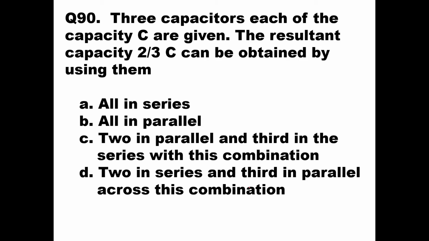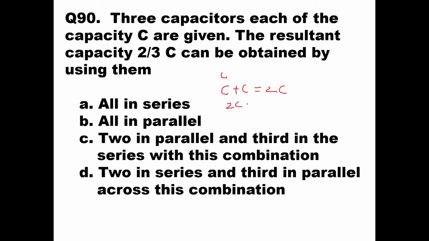Three capacitors, each of capacity C, are given. The resultant capacity is 2 by 3C, can be obtained by using them. So here there are three capacitors where the value of each capacitor is C, and the resultant should be 2 by 3C. That means two should be connected in parallel. So two capacitors should be connected in parallel. So here you can say C plus C is equal to 2C. This is connected in parallel, and the third capacitor should be connected in series.